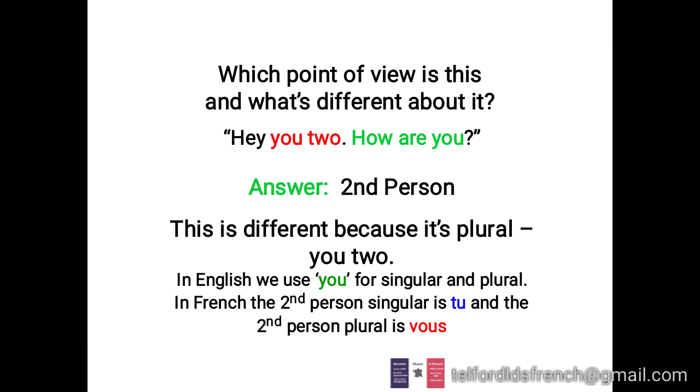In English, we only have one word for the second person singular and the second person plural, you. So we need to add the word two or all to it to show that we're talking about more than one person. In French, this is a bit easier because for the second person singular, when we're speaking about the person that we're talking to and it's just one person, we say tu. But if we're speaking to a group of people about them, then we use vous.